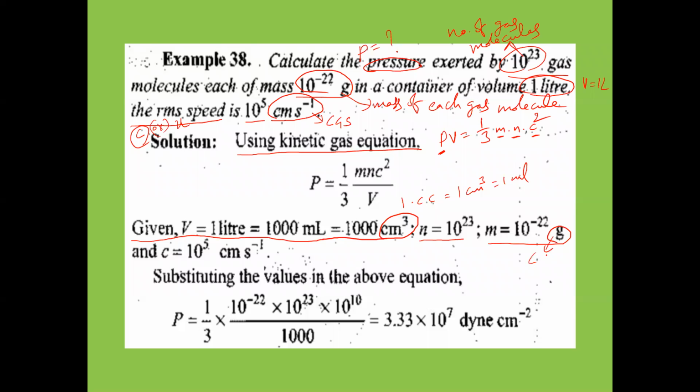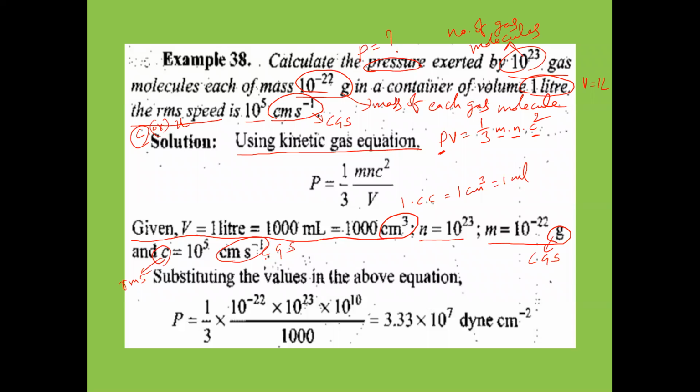Is it CGS or MKS unit mentioned? CGS. So mass is in CGS. Next, what is C here? C is the RMS velocity. So the RMS velocity is given as how much here? 10^5 centimeters per second is given.